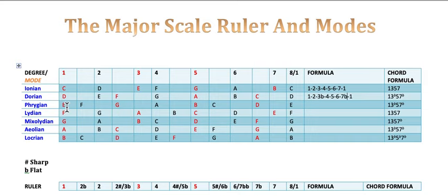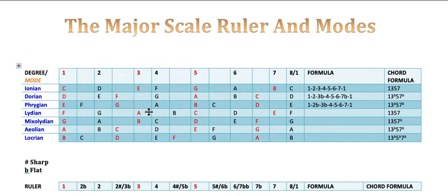Now, if we start from the key of F, let's paste this one here, key of F. From E to F, that's a semitone, so there is a B flat there. Then you see G was supposed to be here. This is the Phrygian mode, the third mode. So it's a flat third, flat 3.